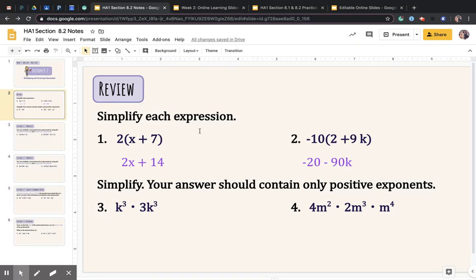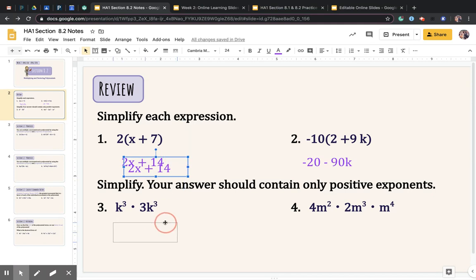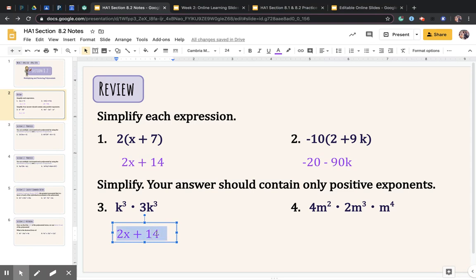Looking at 3 and 4, this is from chapter 7, and this is just multiplying exponents. So we have k cubed times 3k cubed. I know I'm definitely going to be left with a 3 because I can't multiply it to any other numbers. And then I have k cubed. Because we're multiplying their bases, we have to add their exponents.